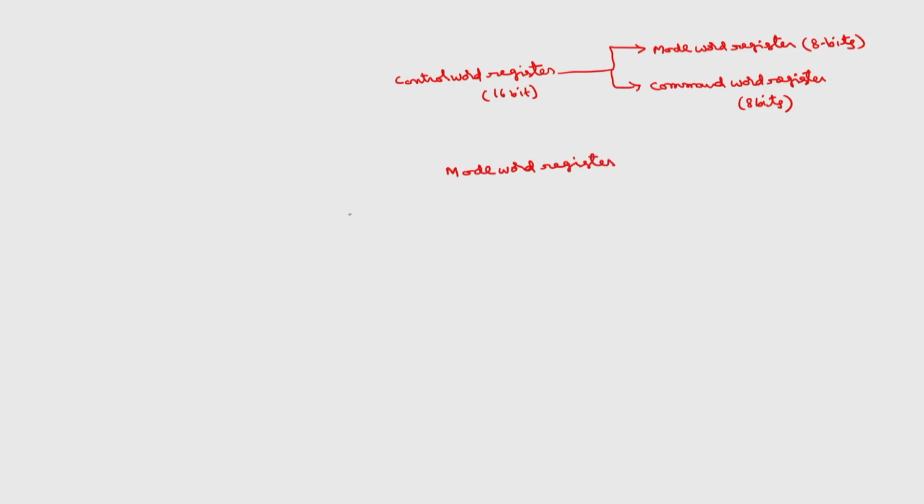So, the format is this is an 8 bit register. The last 2 bits, the LSB 2 bits, are D0 D1. These 2 bits are called the baud rate factor. This is going to decide the baud rate factor.